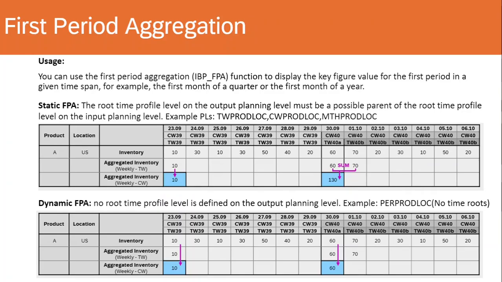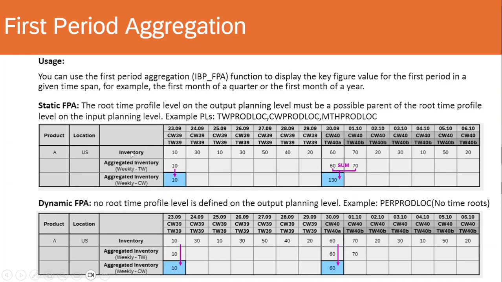Let's check the static first period aggregation. In static first period aggregation, the data at the lowest level, let's take the example of the inventory key figure, which is defined at a day level, which is the lowest level, would be aggregated to a static time profile using a first period aggregation. So here, let's say the first period aggregation is applied to the technical week. So technical week is our static output time profile level.